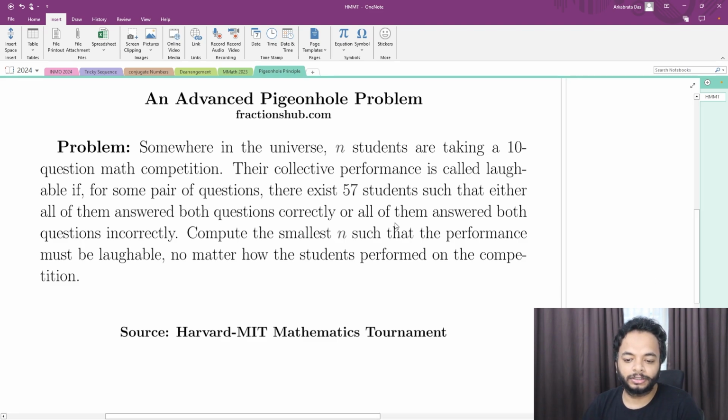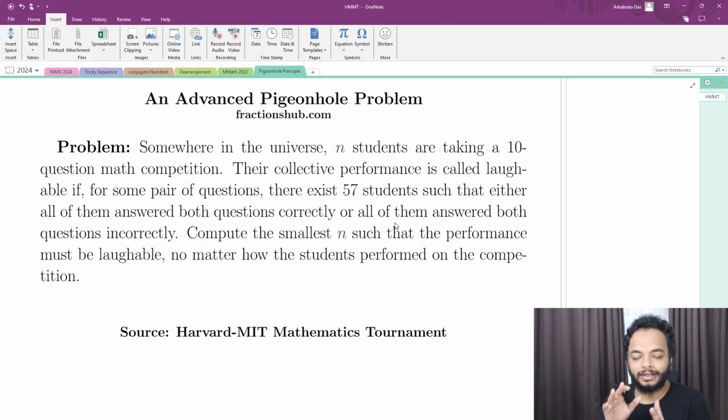Now what we have to do is compute the smallest n such that the performance must be laughable, no matter how the students performed on the competition. We have to figure out the smallest n for which, whatever ways the students answer the 10 questions, correctly or incorrectly, we will finally have one pair of questions where at least 57 students either all answered both of those questions correctly or all incorrectly.